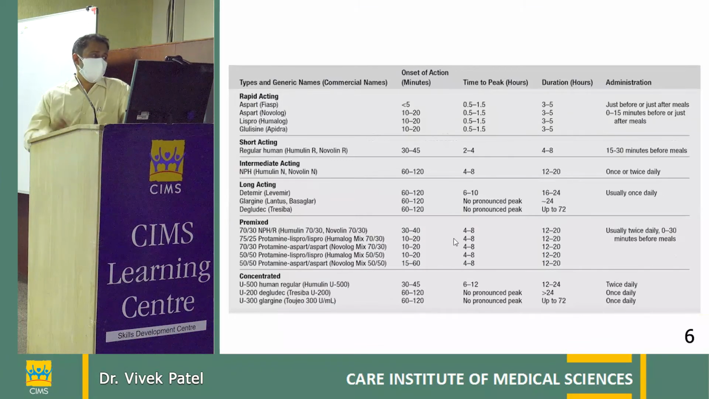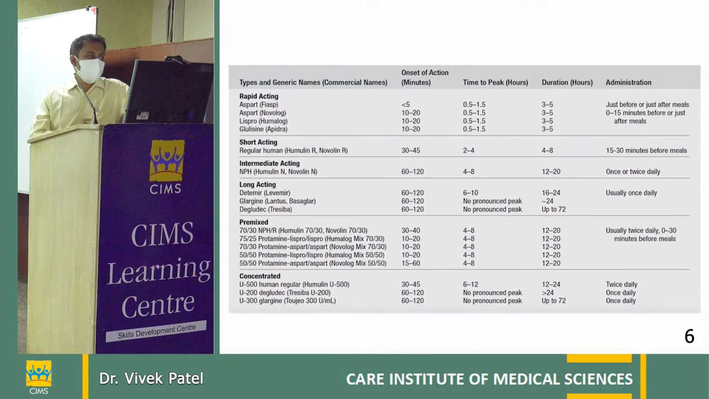And the last slide, this is the long list of insulins which are available with us, starting with the short-acting analog insulins: insulin aspart, which is Fiasp and Novorapid, insulin lispro, Humalog, and glulisine, that is Apidra. These analog insulins need to be taken immediately before meal. The regular human insulin, which we commonly use, either human insulin R or Actrapid, needs to be given at least 30 minutes before meal.